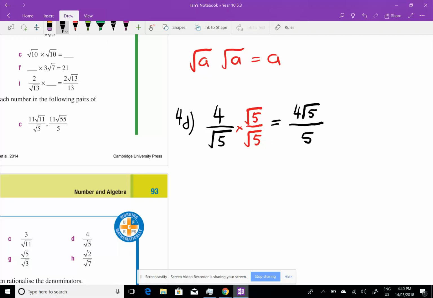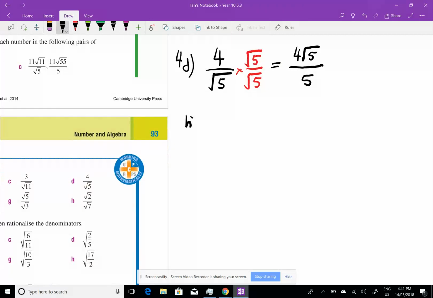Now, why is that useful? Well, because if I'm going to add fractions, and I've got surds in the bottom, it's very hard to make common denominators. But if I've got a rational number in the denominator, it's a lot easier. And that's why we're doing it.